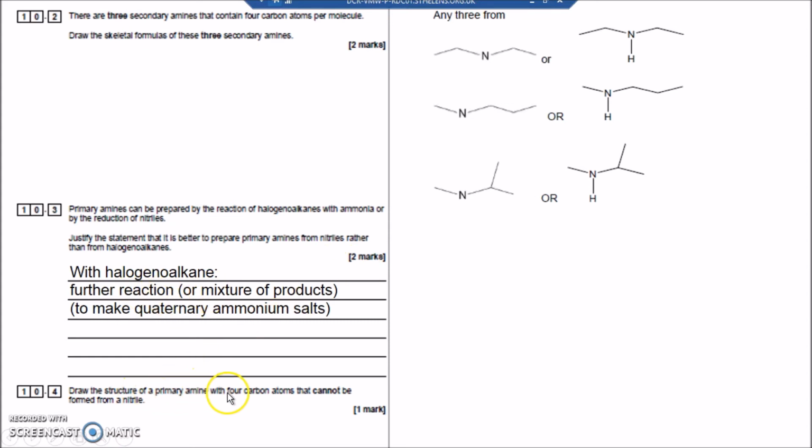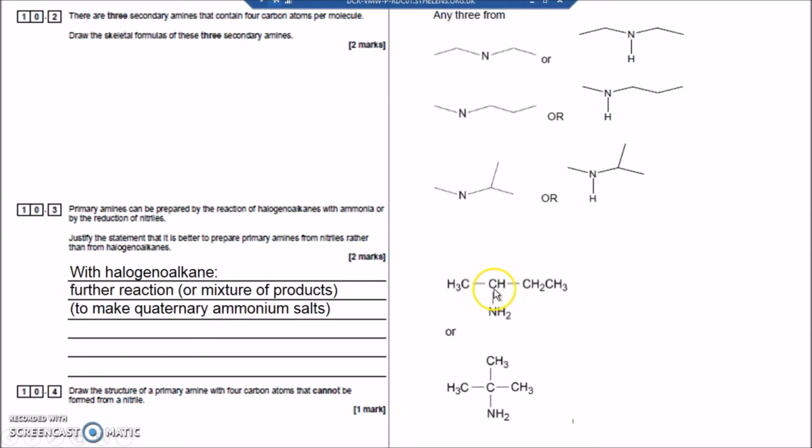Draw the structure of a primary amine with 4 carbon atoms that cannot be formed from a nitrile. So a nitrile has got a C triple bond N. Once you reduce it and put the hydrogens on, it won't have 2 other carbons. So it's got to be a nitrogen bonded to a carbon with 2 other carbons, or a nitrogen bonded to a carbon with 3 other carbons.